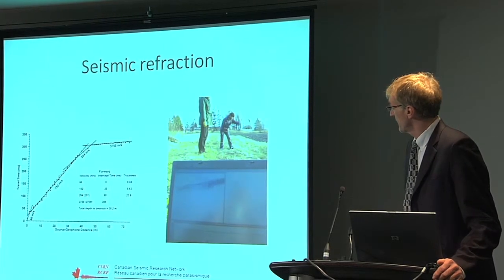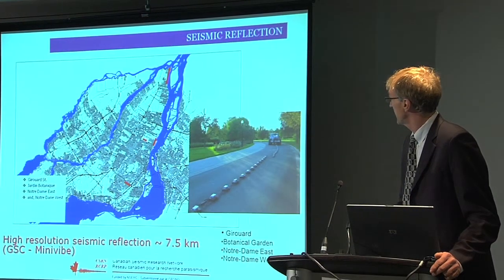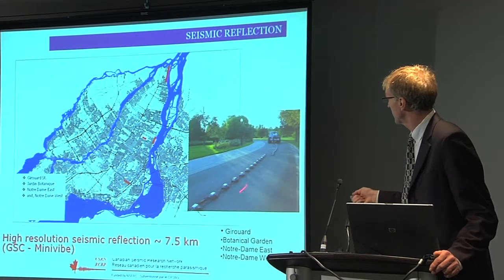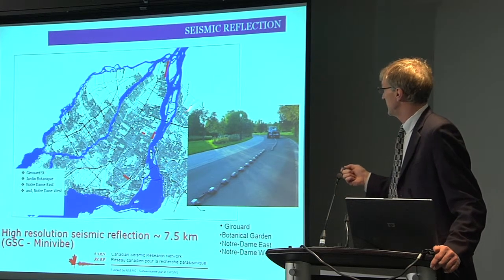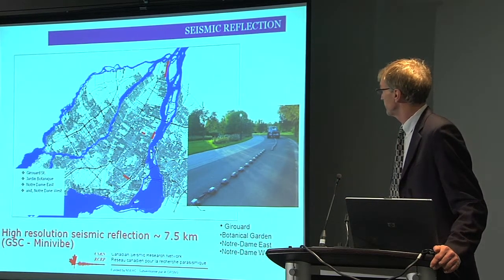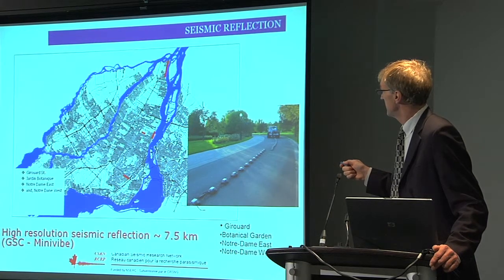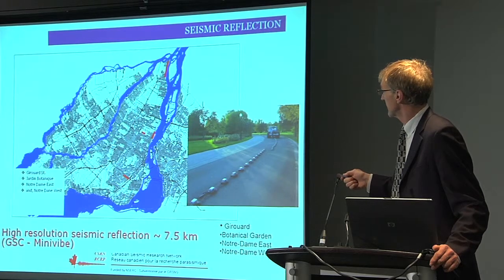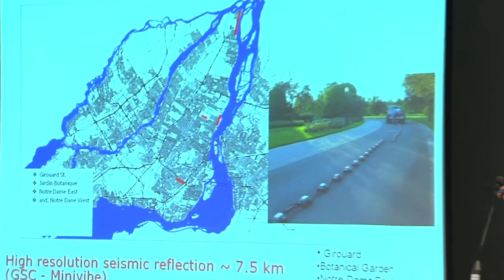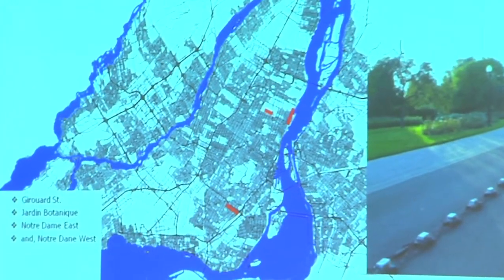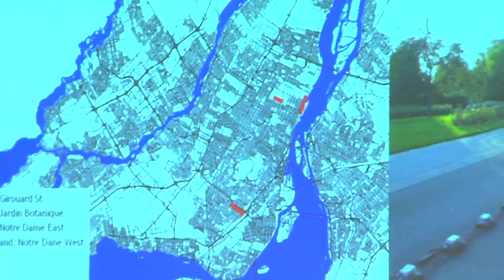We did also some seismic refraction and some seismic reflection. So this, again, is the Minivibe from the Geological Survey of Canada. We didn't do as much as was done in Ottawa. We did 7.5 kilometers. And again, we selected these based on our knowledge about soft soil deposits. So we did some measurements on the eastern tip of the island along Notre Dame Street, getting close to old Montreal. And then this is in Parc La Fontaine, where we have a lot of soft clays. And then this is the plateau where we have also soft soil deposits.